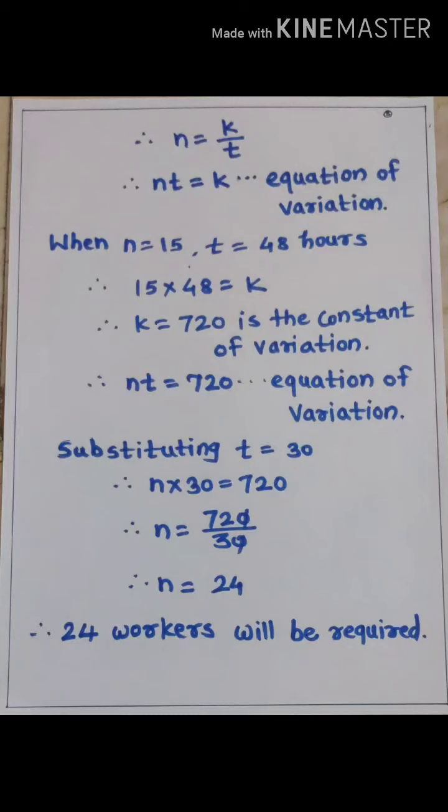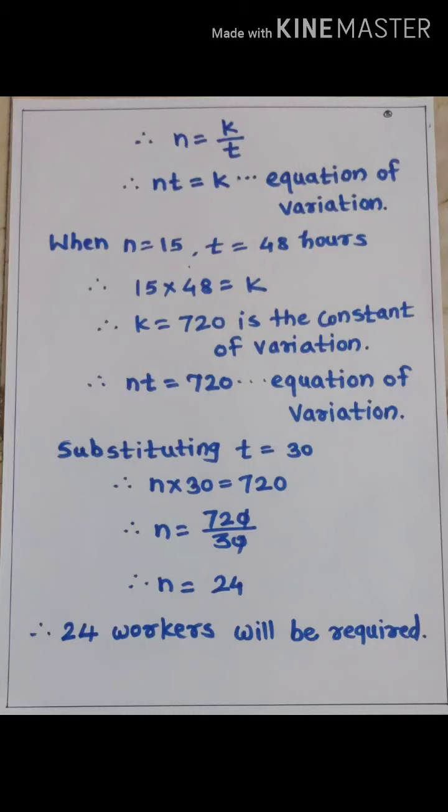Therefore, n is equal to k upon t. nt is equal to k is the equation of variation. When n is equal to 15, t is equal to 48 hours. Now find out the value of k. 15 multiplied by 48 is equal to k. k is equal to 720 is the constant of variation. And nt is equal to 720 is the equation of variation.